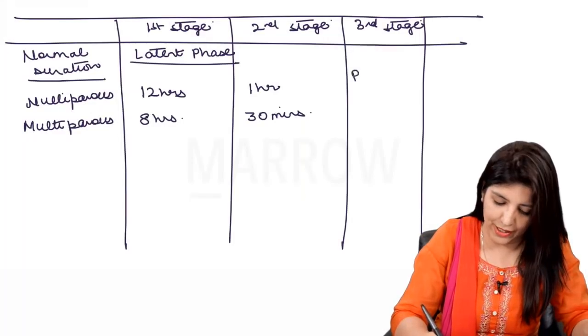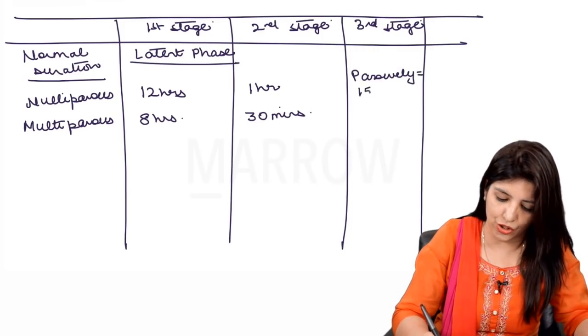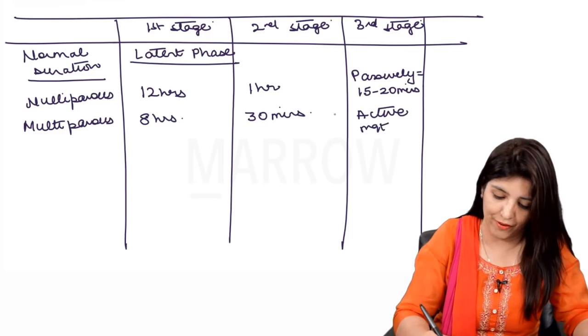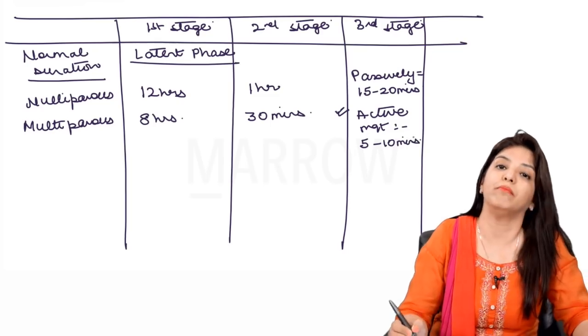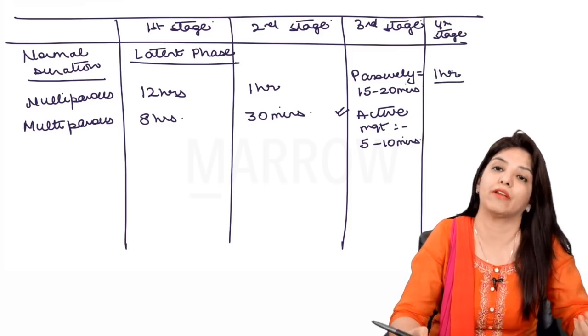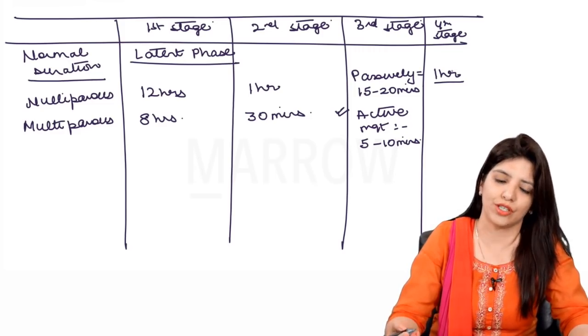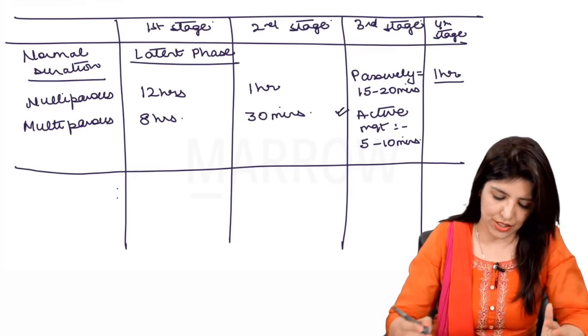Now, if you have managed the third stage of labor passively, then the duration of the third stage of labor is 15 to 20 minutes. And if you go for active management, which is the one which is preferred, then the duration is reduced to 5 to 10 minutes, right? Now, fourth stage of labor, as I told you, is a 1 hour observation period following the delivery of the placenta. So, the duration of the fourth stage is 1 hour, right? So now let's know about the prolonged stages.